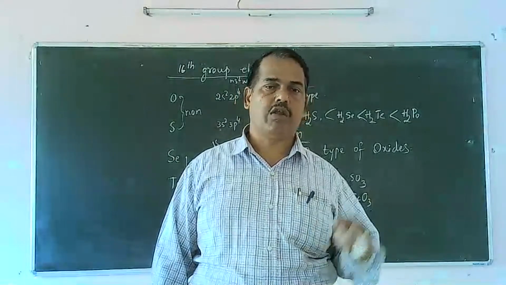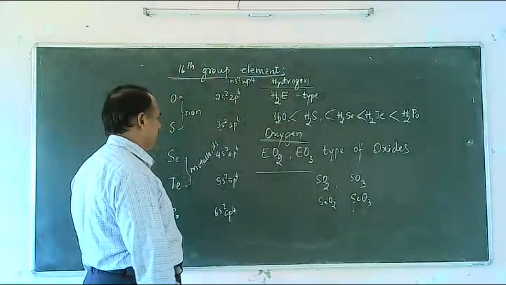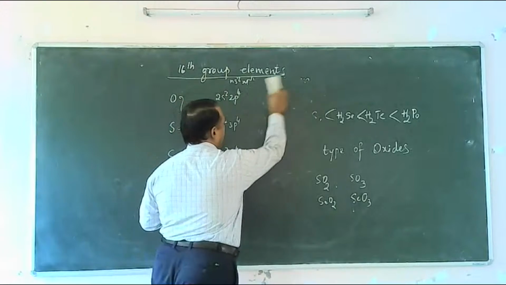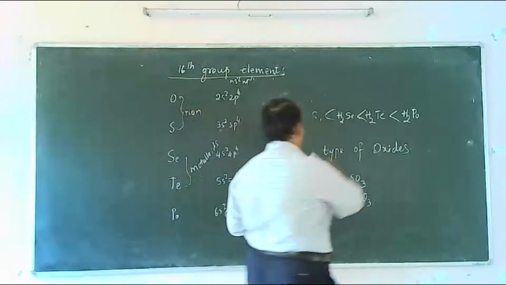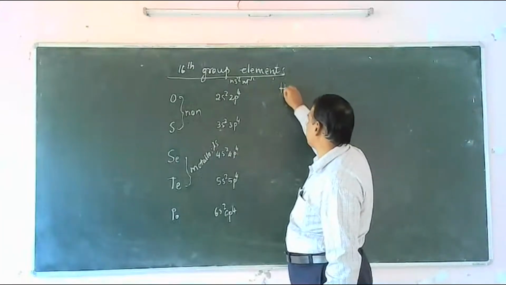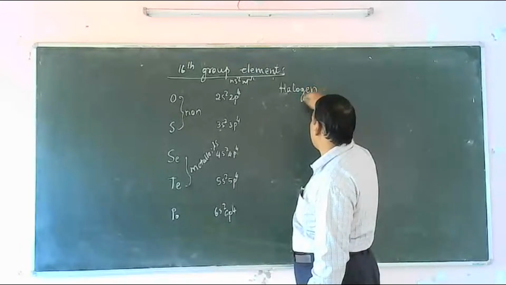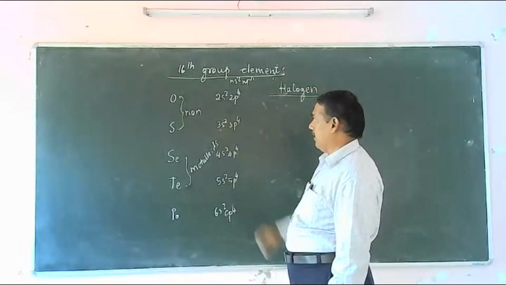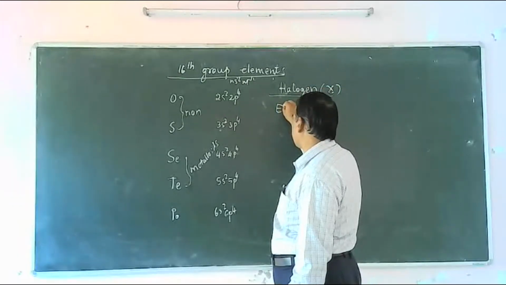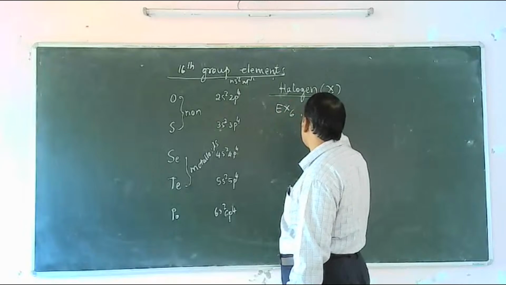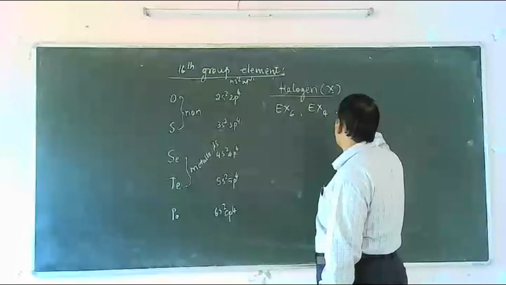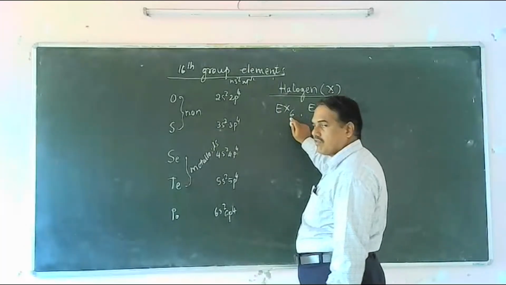If you go for the next reaction, with halogens, all these 16 group elements react with halogen, and they form EX6, EX4 and even EX2. Here X is nothing but a halogen. Generally it is EX4 and EX6.